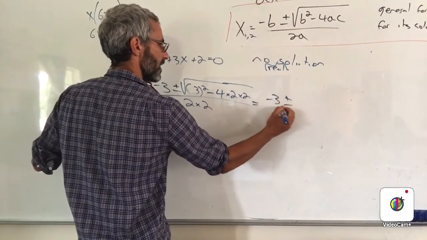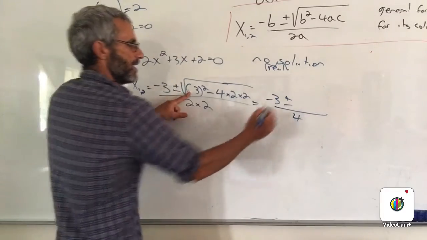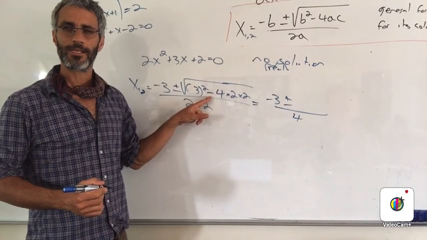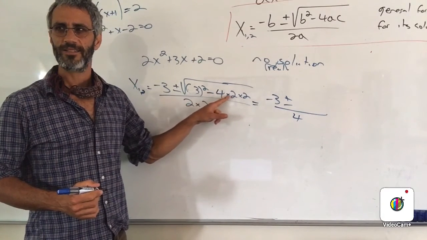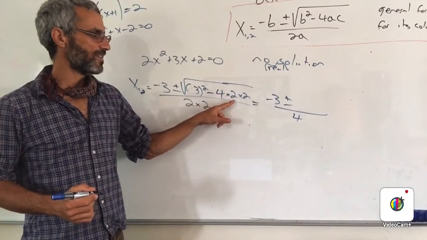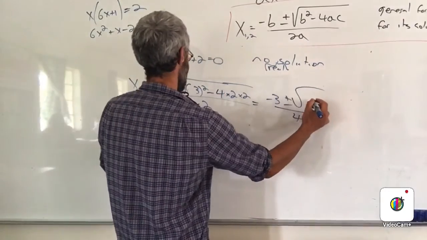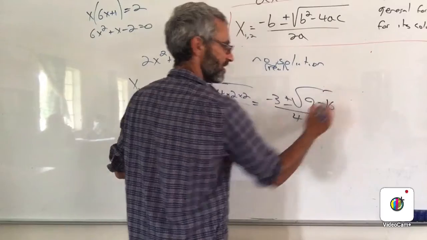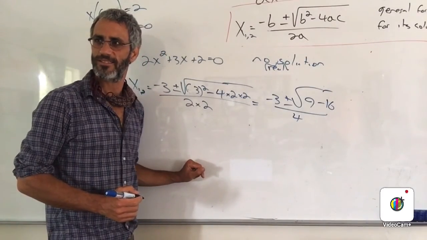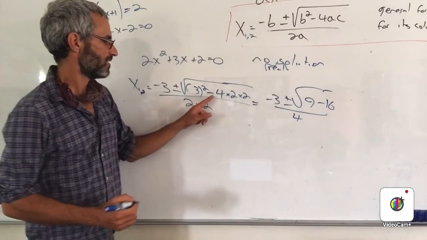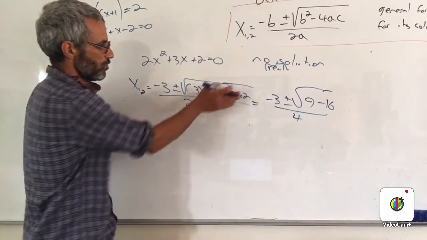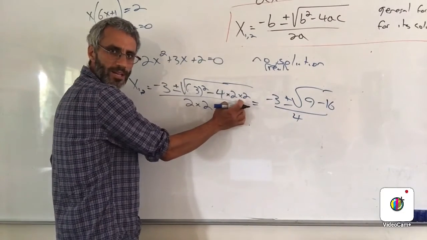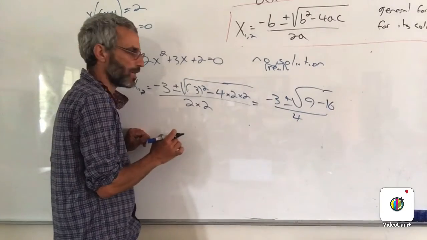Minus 3 plus minus the square root of, divided by 4. Can we do it all together? 9 minus, what is 4 times 2 times 2? 16, isn't it? So is that 9 minus 4, 5, and then times 2 is 10, times 2 is 20? No, hang on, you do this 9, and this one you do separately. You do that one separately, and then you minus them.